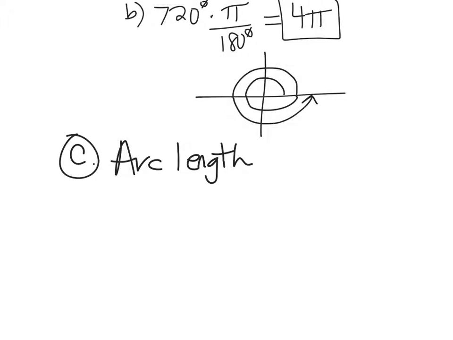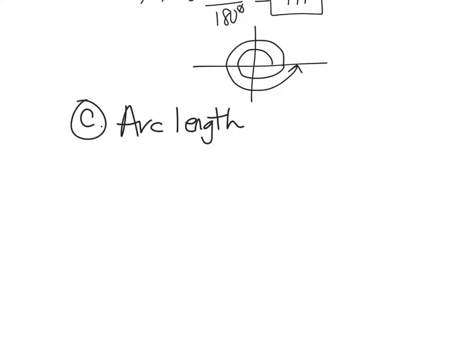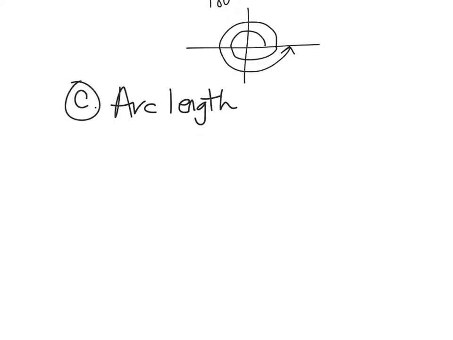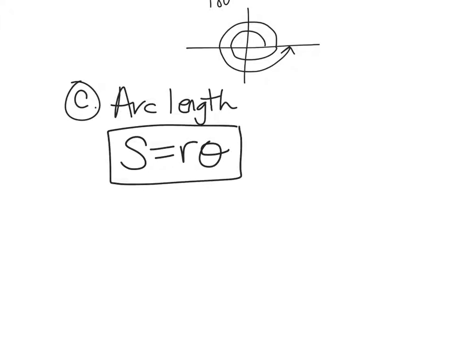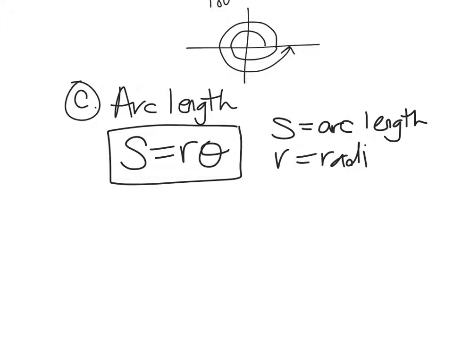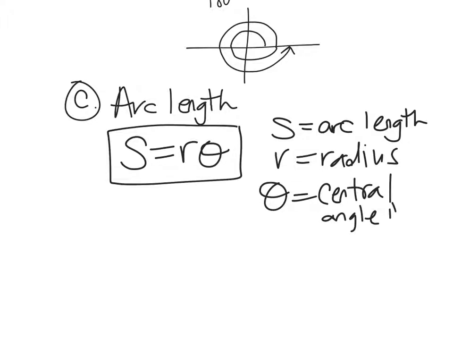And we are actually given a formula to memorize here. We're given that S is equal to R times theta. S equals R theta. What do all these letters mean? S is the arc length. R is the radius. And theta is the central angle in radians. That's going to be super important. It's the central angle in radians.